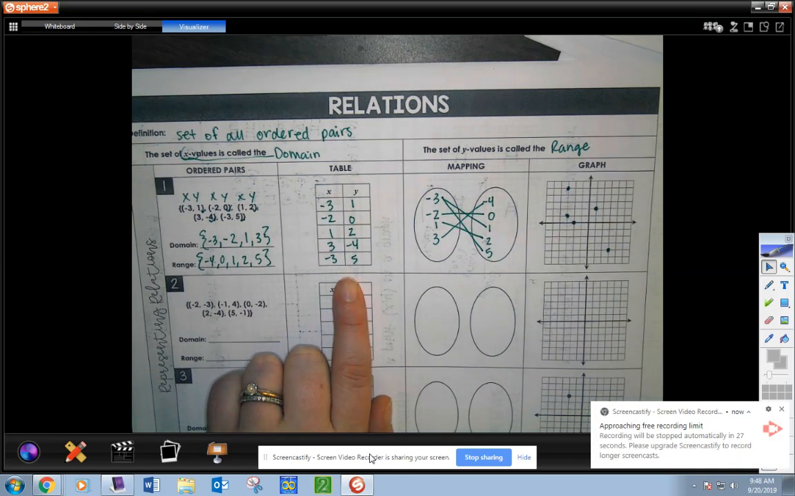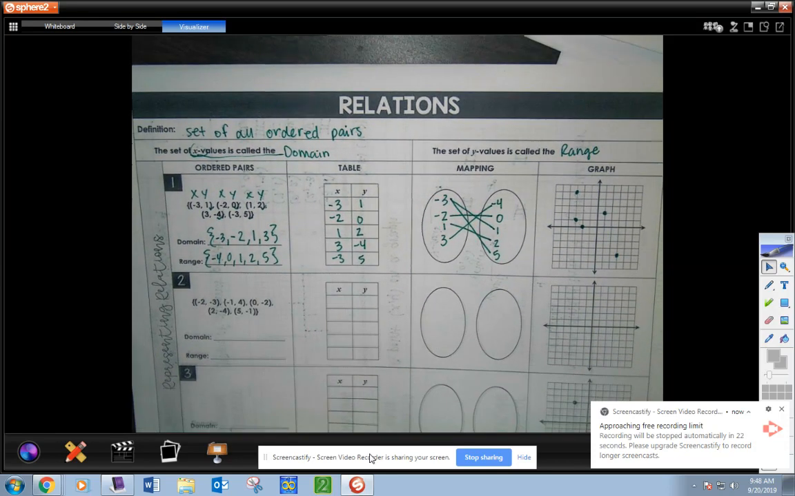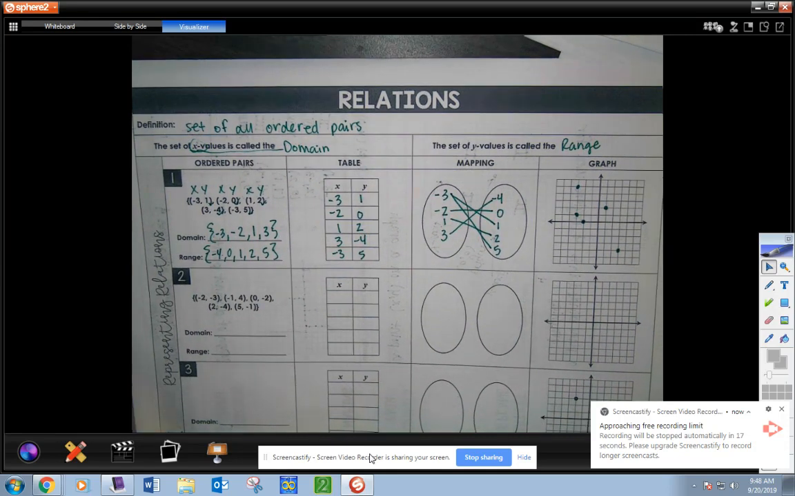Okay, so now what I want you to do is try the next 2 on your own, and call us around and we will help you, and then you can get started on the small assignment we have today. If you have questions, let us know.